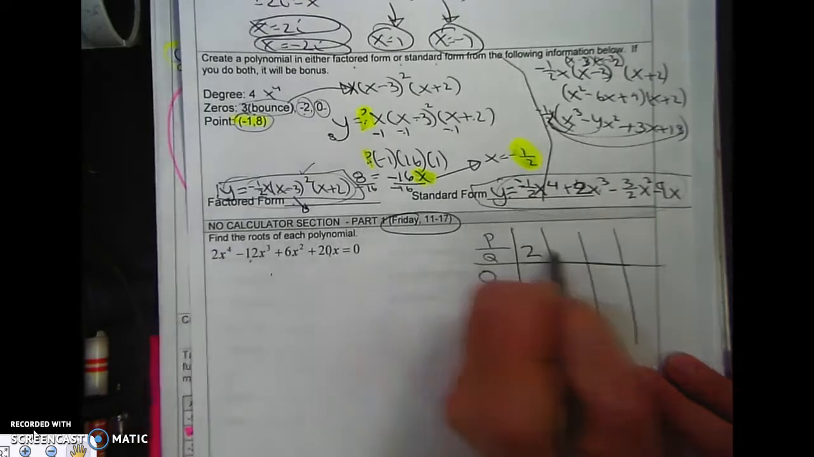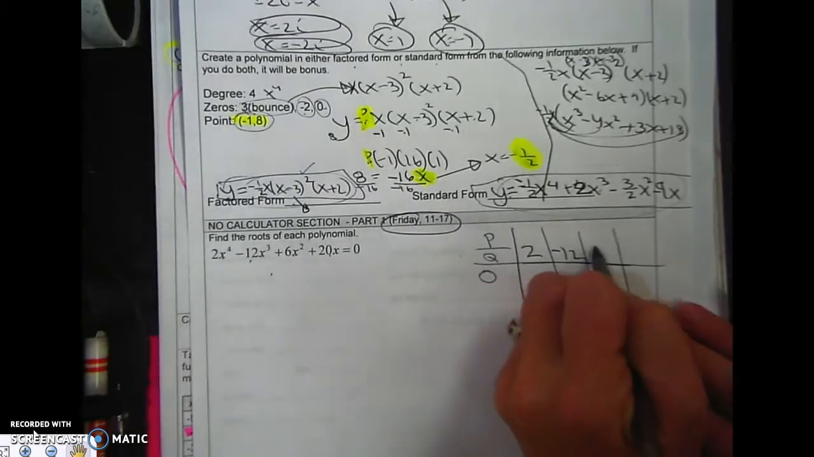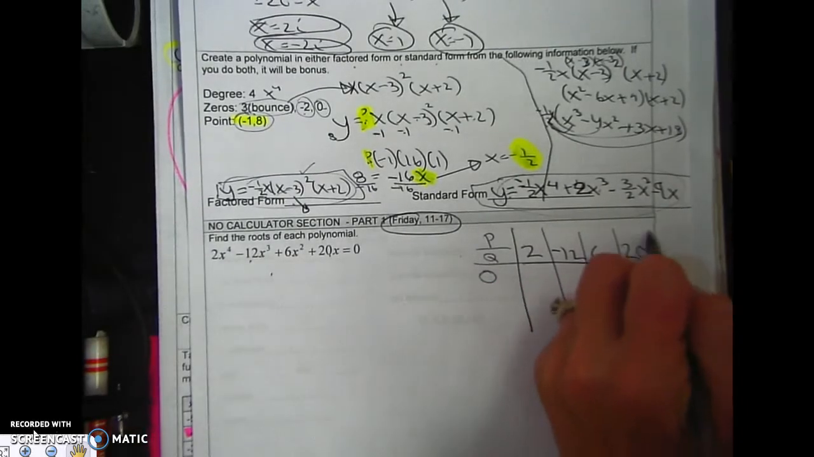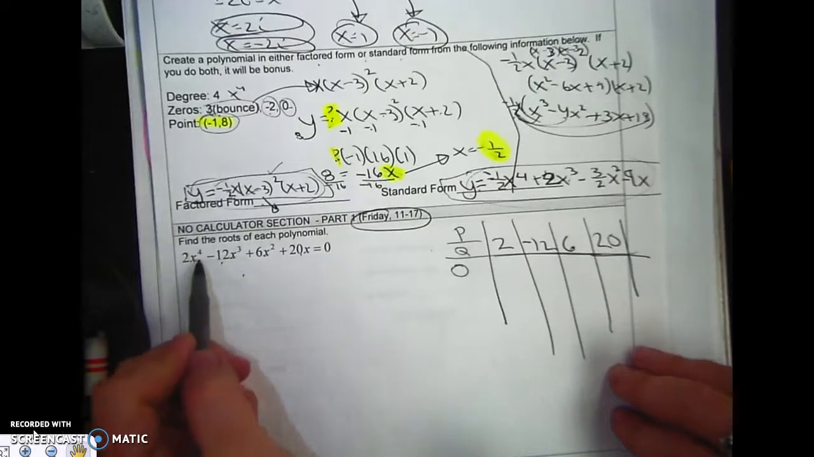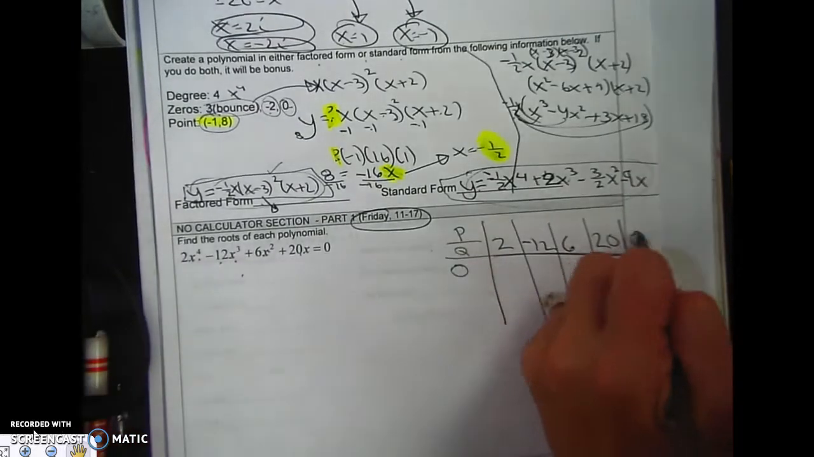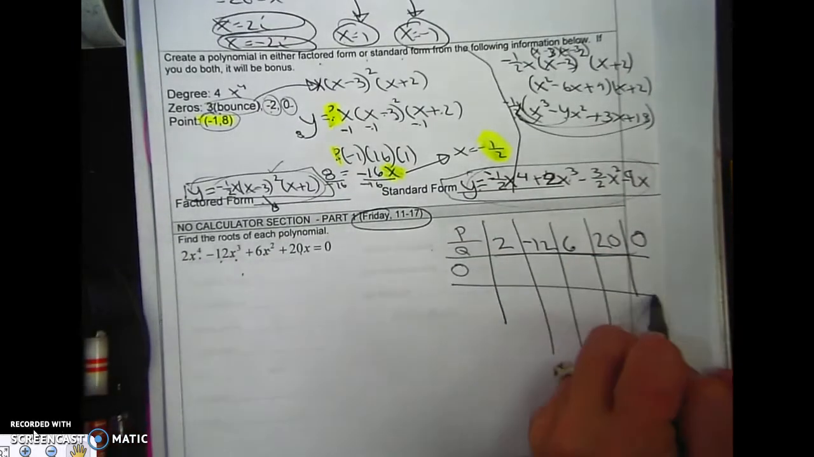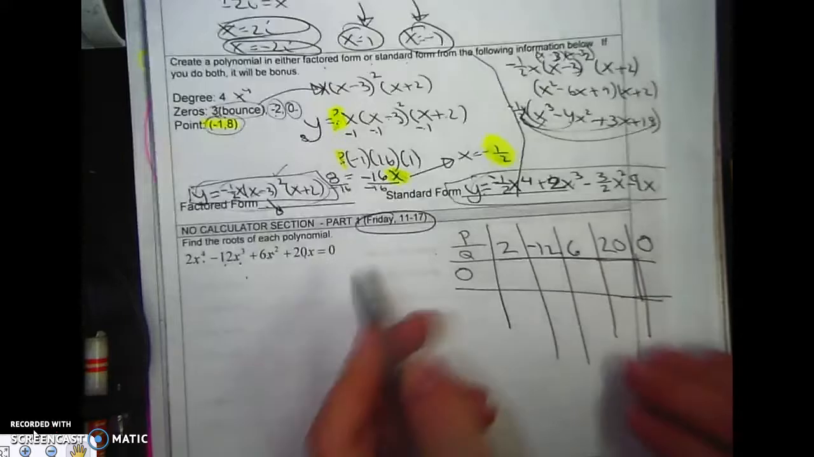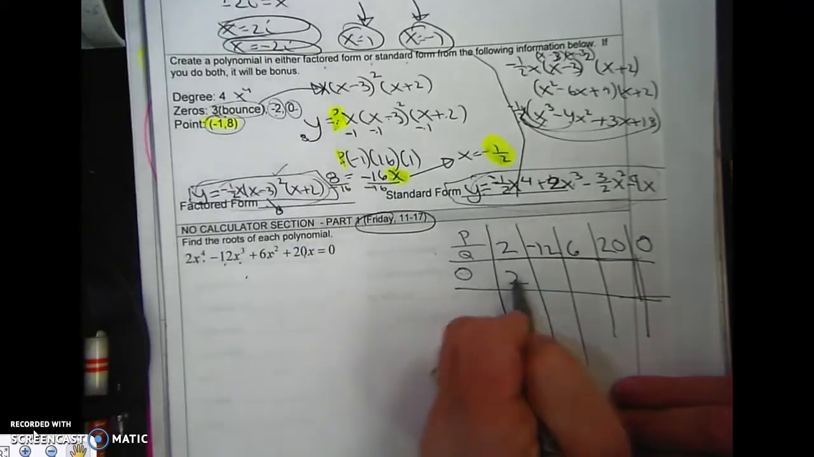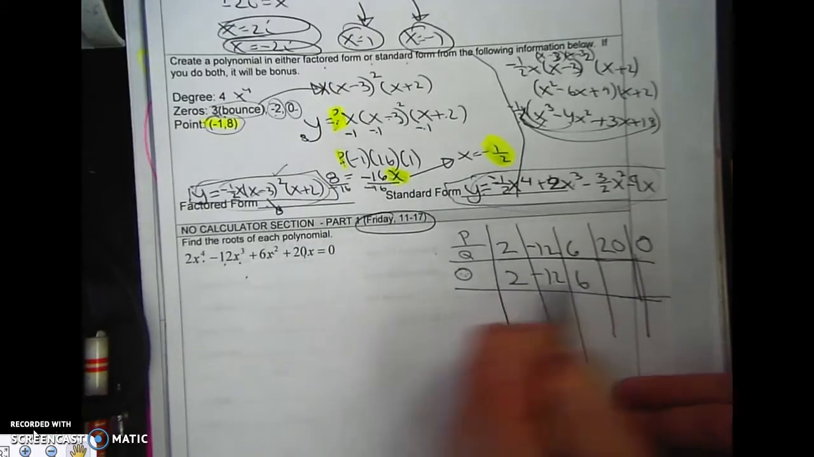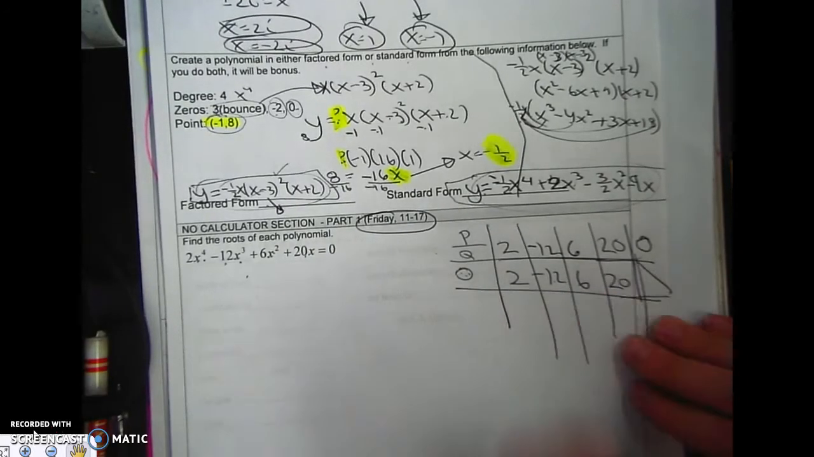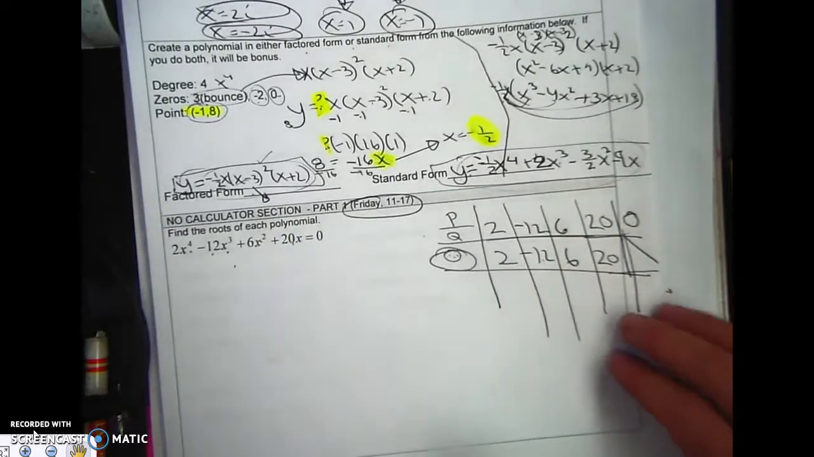So 2, negative 12, 6, 20, but notice how I'm messing with you, because it's got to go 4, 3, 2, 1, nothing. So the 0 has to be acknowledged. Okay? So I'm going to show you both paths. So I take out a 0, bring down the 2, negative 12, 6, 20, and boom. So I know that's one of them.